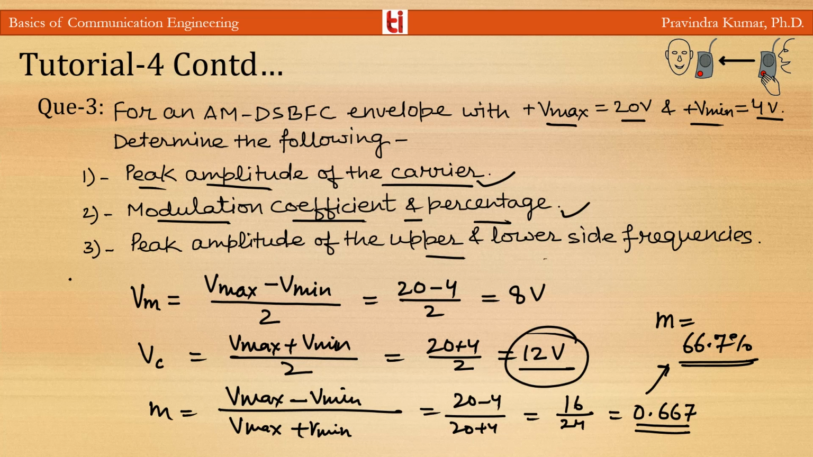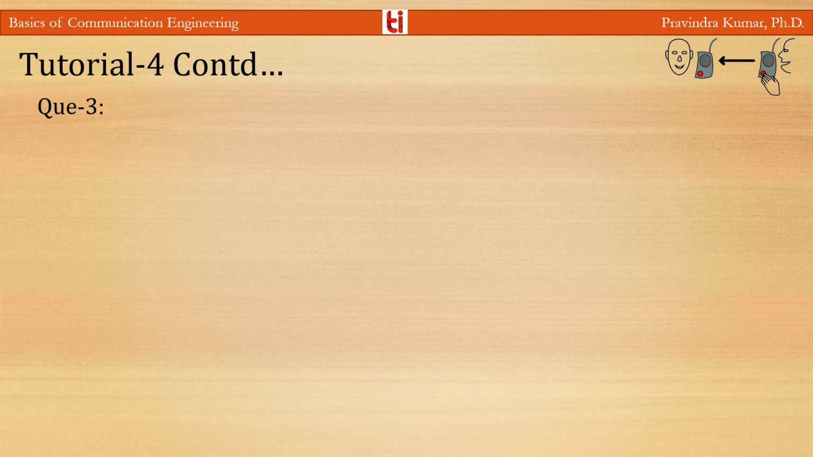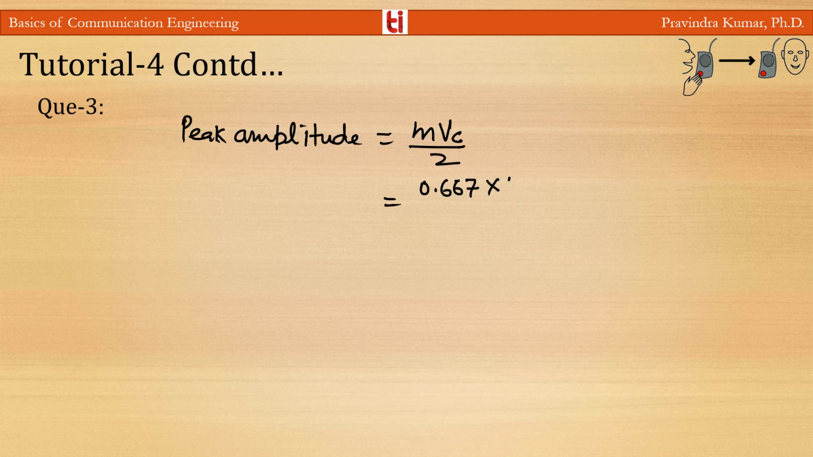And another point is the peak amplitude of the upper and lower sidebands. The peak amplitude of the sideband is m AC by 2, or you can say m VC by 2. It is 0.667 into 12 by 2, and it will be 4 volts.